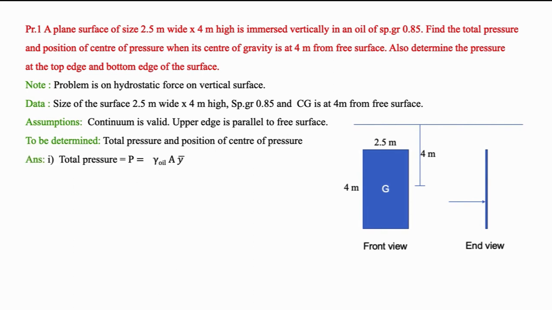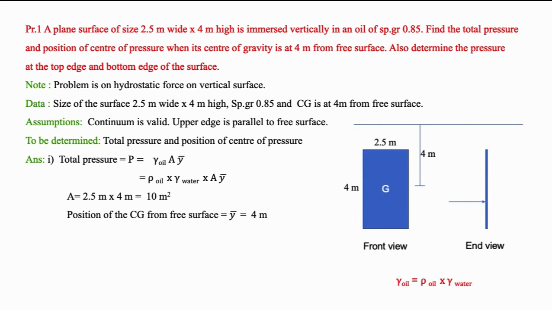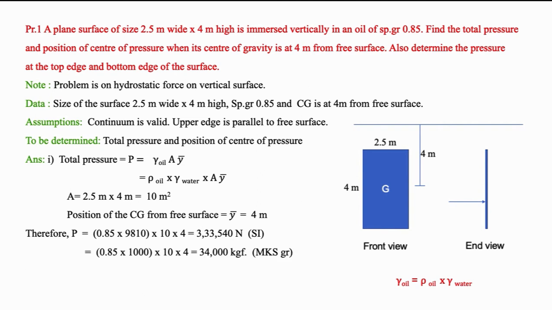Total pressure P is equal to gamma into A into Y bar. But here the fluid is oil, so gamma is gamma of oil. But gamma of oil is rho of oil into gamma of water. So P is equal to rho of oil into gamma of water into A into Y bar. A is equal to 10 square meters, Y bar is 4 meters. Substituting these values in the above equation, we get total force as 3,33,540 newtons in SI, whereas in MKS gravitational it is 34,000 kilogram force.